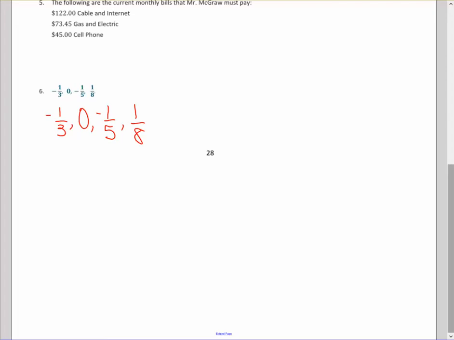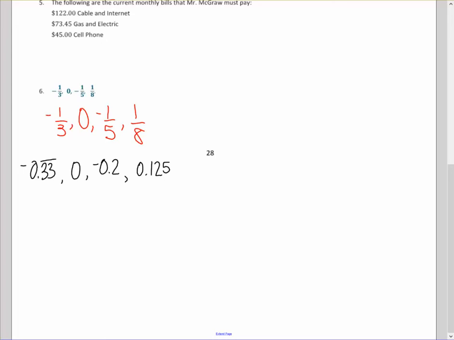All right, so I'm going to take 1 divided by 3. That's going to be negative 0.33 repeating. That would go on and on forever. All right, 0. Negative 1/5. Well, I know 1/5 is 2/10, so negative 0.2. And 1/8 that we already established was 0.125 or 125 thousandths. So we want to go greatest to least.